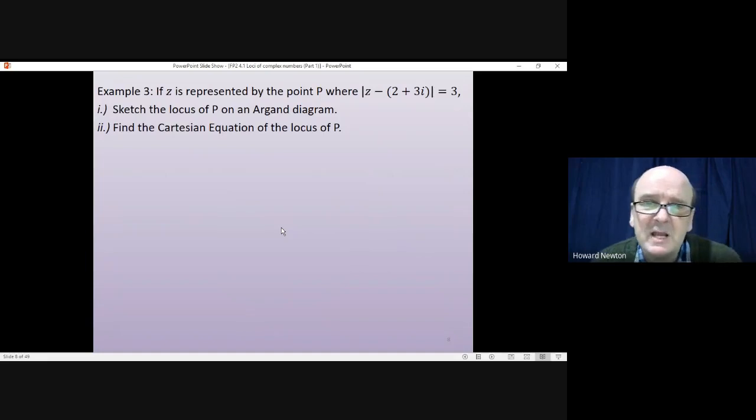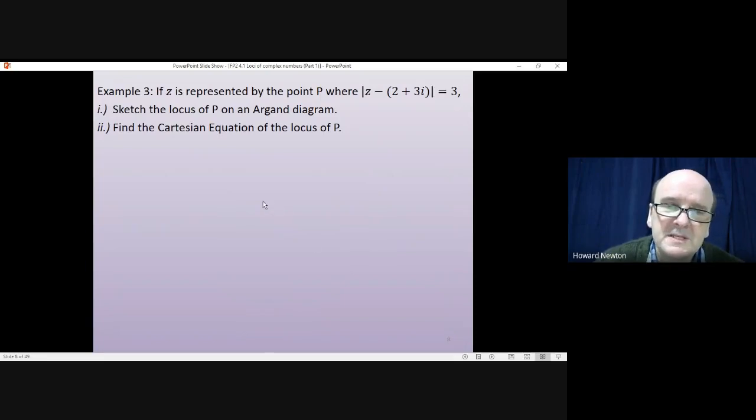Okay, example 3, slightly different. If Z is represented by the point P, where the modulus of Z minus 2 plus 3i is equal to 3, what will we have in this instance? So again, we're asked to sketch the locus of P, and again, we're asked to find the equation of the locus of P. Have a go, pause the video, come back when you're ready.